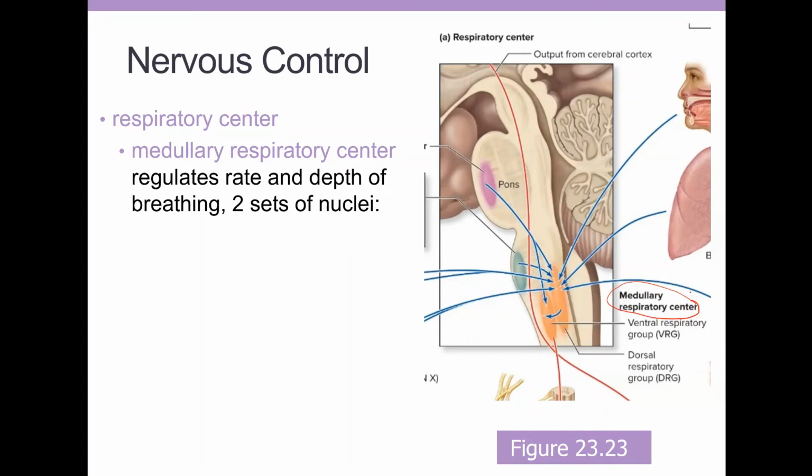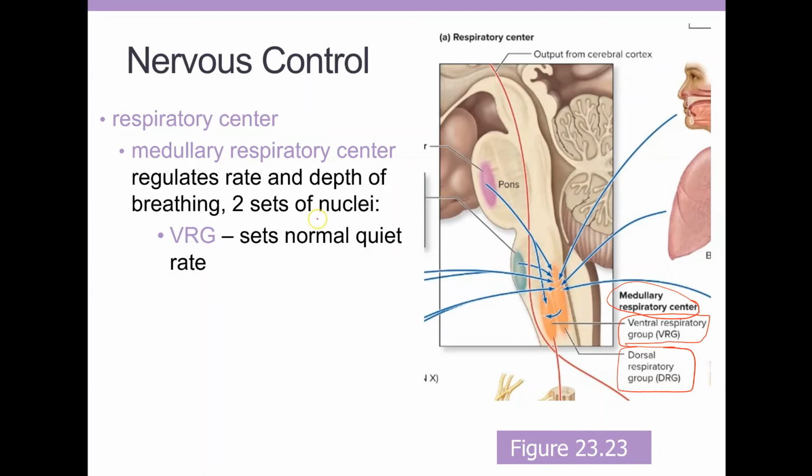You should have learned a little bit about these in chapter 13 in BIO211, but this is what's going to regulate your respiratory rate and the depth of your breathing, so deep breaths versus shallow breaths. It actually is broken down into two sets of nuclei. So the VRG, or ventral respiratory group, and then the DRG, which is the dorsal respiratory group.